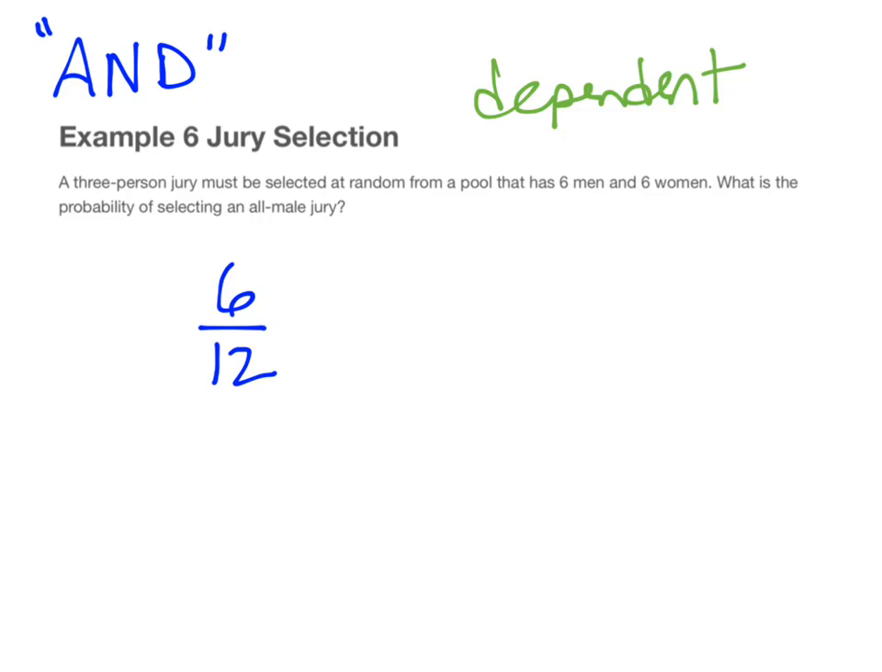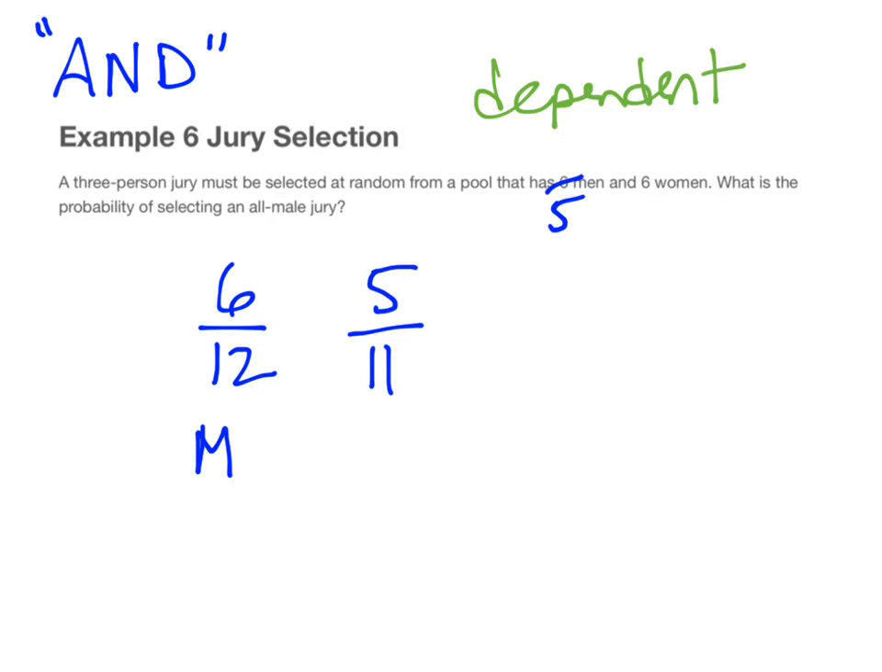Now, when we get to the second person, we're choosing from the same pool. And a lot of times that's what causes events to be dependent, right? If you're choosing from the same group, then by that very act of picking something the first time, it does affect the options that are left, and it changes the probabilities. All right, so now assuming that the first person we picked is male, right, then now we're down to 5 men and 6 women, right? So now the probability of the second person being male is only a 5 out of 11 chance. Okay, so we're down to 11 people to choose from.